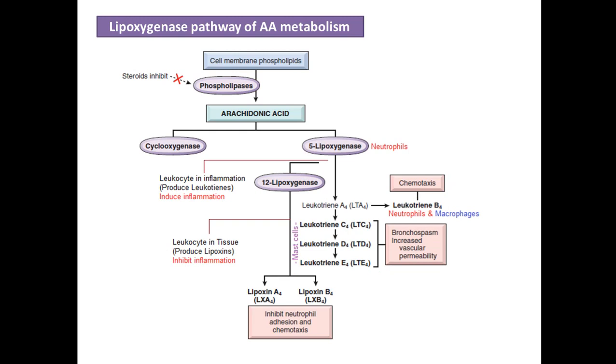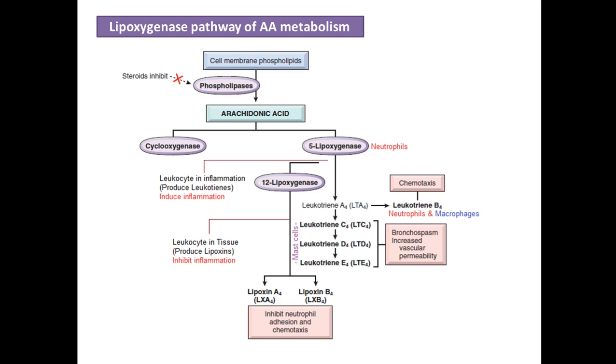Now, the lipoxygenase pathway in the neutrophils: when the neutrophils play their role in inflammation, at that time they produce the leukotrienes and lipoxins. But after the inflammation is over, and when the leukocytes are in the tissues, they produce the lipoxins, particularly lipoxin A4 and lipoxin B4, which inhibit neutrophil adhesion and chemotaxis and are anti-inflammatory. The lipoxygenase enzyme in the mast cells, particularly in patients with bronchial asthma, leads to the production of leukotriene A4, which can be converted into leukotriene B4, particularly in the neutrophils and macrophages, and which is a strong chemotactic agent.